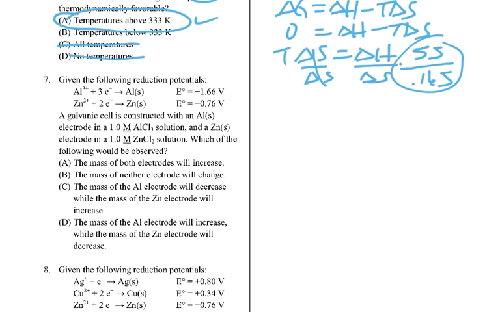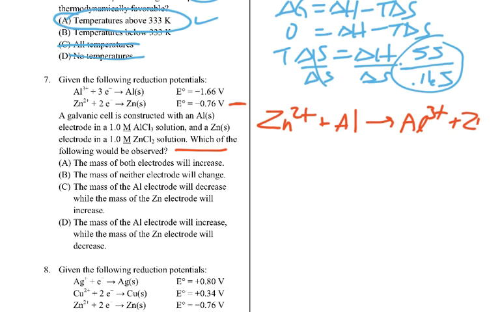Number 7, given the following reduction potentials, a galvanic cell is constructed with aluminum in aluminum solution, zinc in zinc solution, which of the following would be observed? Well, before we do this, we really want to stop and say, what is our overall reaction? So which one has the larger value? This is the larger value. It's the less negative, the larger value. So what's going to happen is that the zinc ion is going to be reacting with the aluminum metal, and it's going to be turning into aluminum ions and zinc metal.